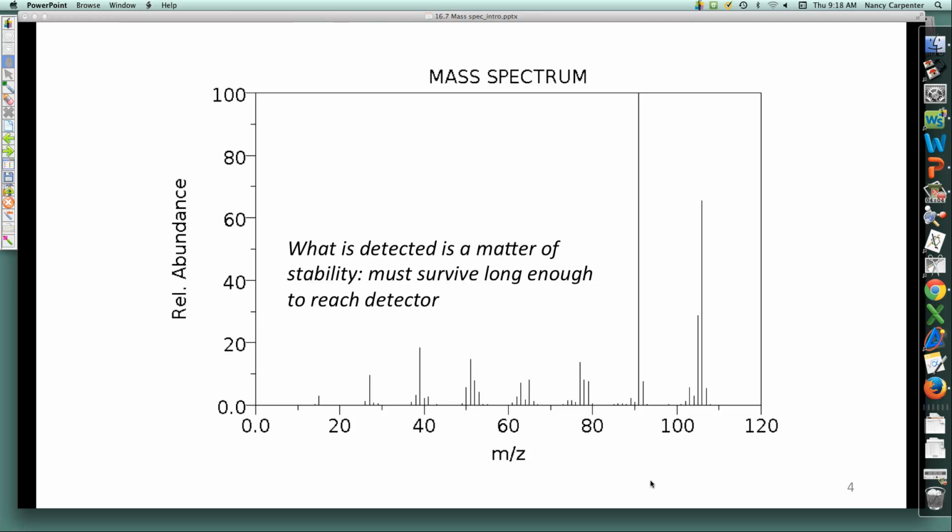So that's kind of a take-home message. Anything that shows up in the mass spectrum shows up because it's stable enough to follow the flight path all the way from the sample injection point to the detector. Otherwise, it crashes and burns along the way, and it doesn't show up.